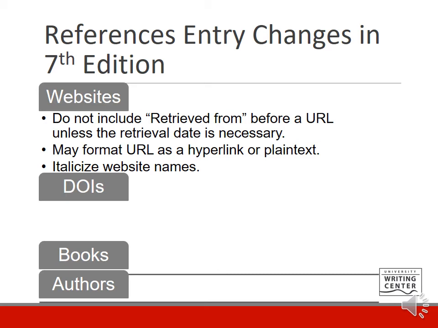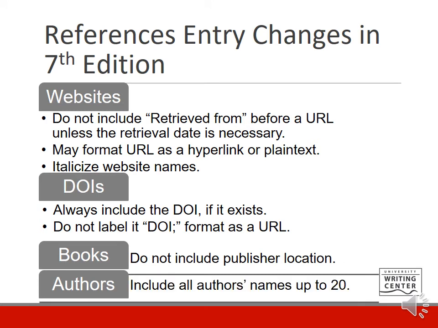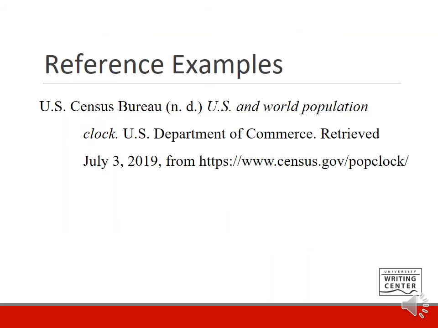URLs may be formatted as a hyperlink or plain text. Italicize website names. DOIs, or digital object identifiers, should be included for every source, including print sources, if the source has a DOI. DOIs are now formatted as URLs. For books, no longer include the publisher location. And finally, for all sources, include all authors' names up to 20. Previously, it was 7. I want to briefly show you how a few of these changes look in 2 examples.